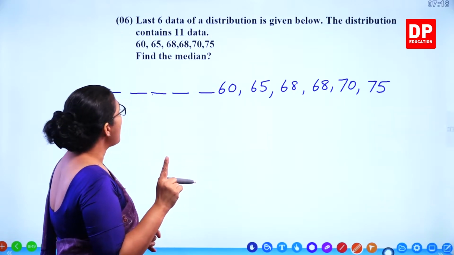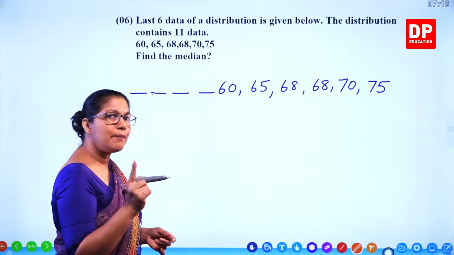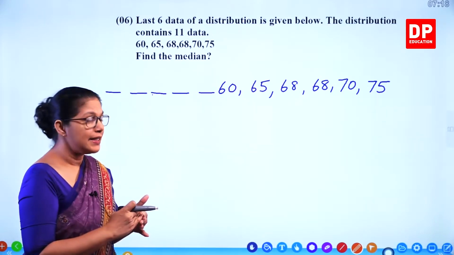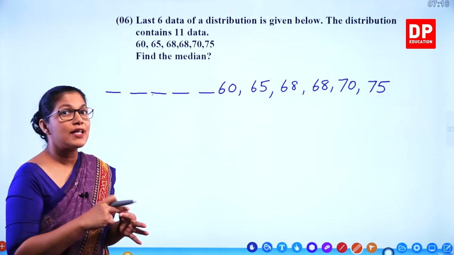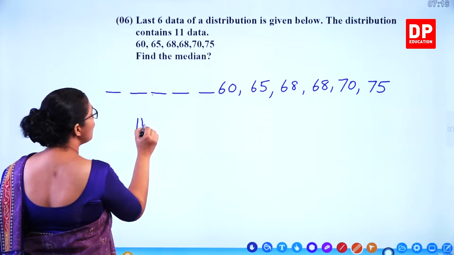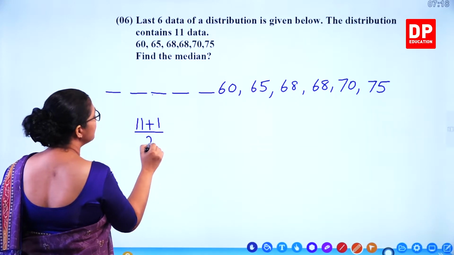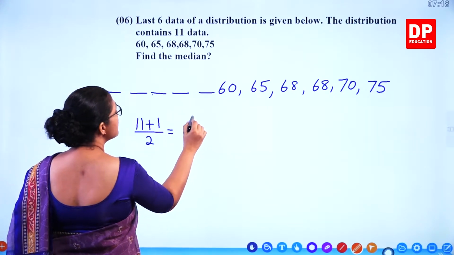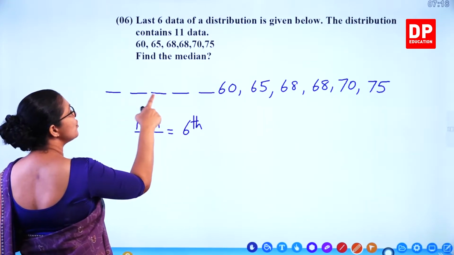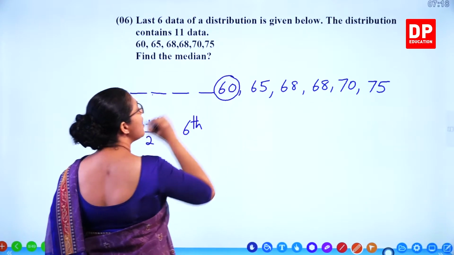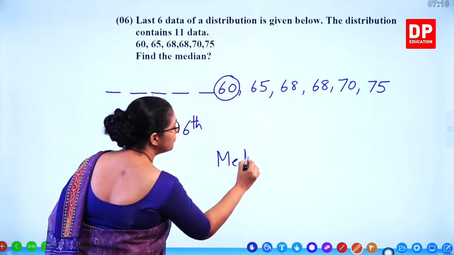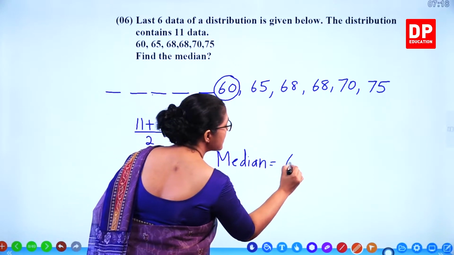So they are asking to find the median. Median means the middle value when you arrange the data set in increasing order. So 11 plus 1 is 12, 12 divided by 2, that's how you find the middle term. The 6th one. According to this, what is the 6th one? 1, 2, 3, 4, 5, 6th one is 60. So median is equal to 60.